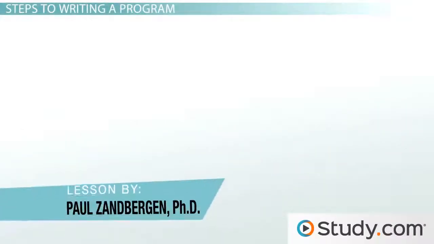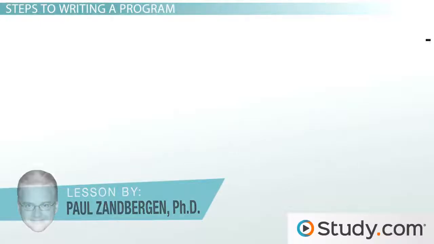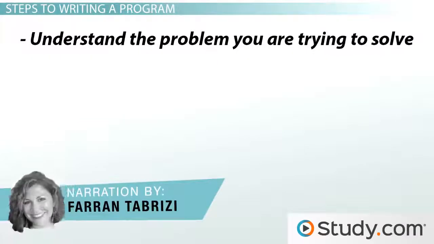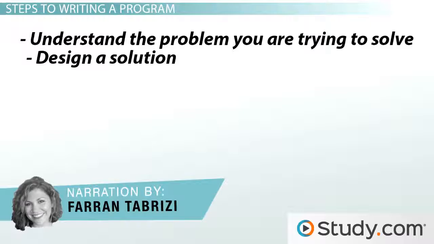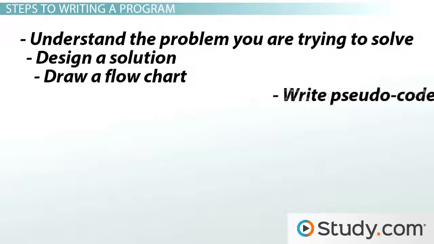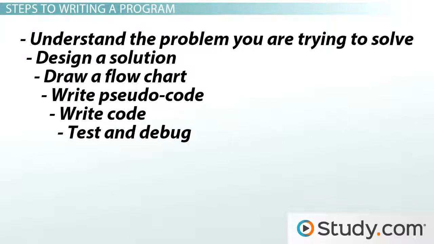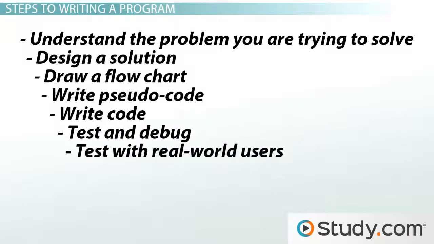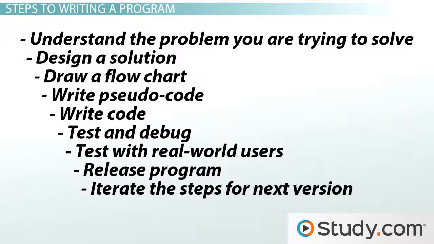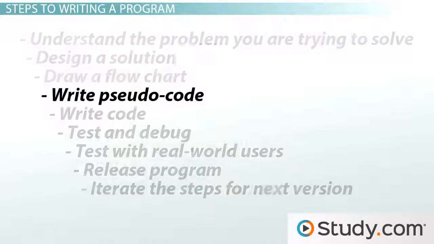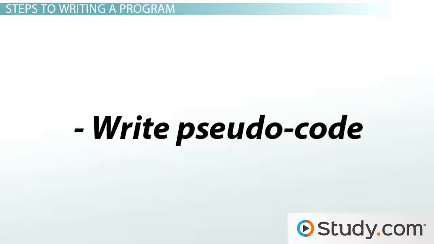The general steps for writing a program include the following: understand the problem you are trying to solve, design a solution, draw a flowchart, write pseudocode, write code, test and debug, test with real-world users, release the program, and iterate the steps for the next version. This lesson will look more closely at using pseudocode.